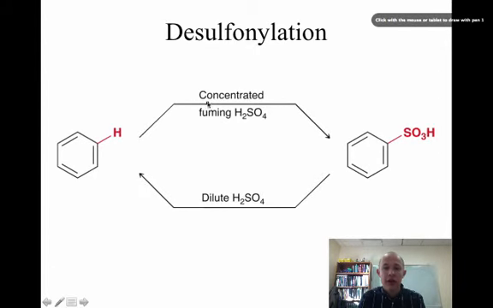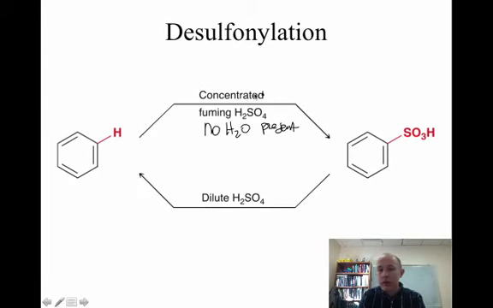So if you use concentrated fuming sulfuric acid, so no water present, then the equilibrium favors the sulfonic acid. If you add water and sulfuric acid, then you go back the other way and you can remove sulfonic acids.